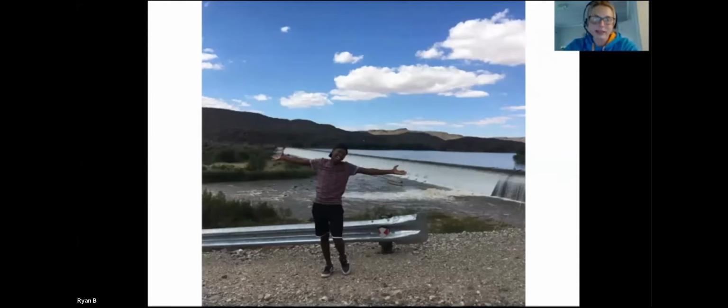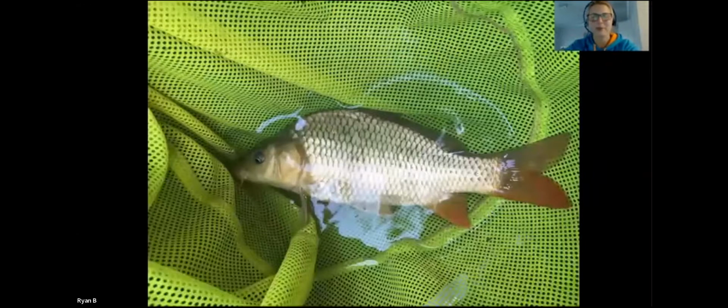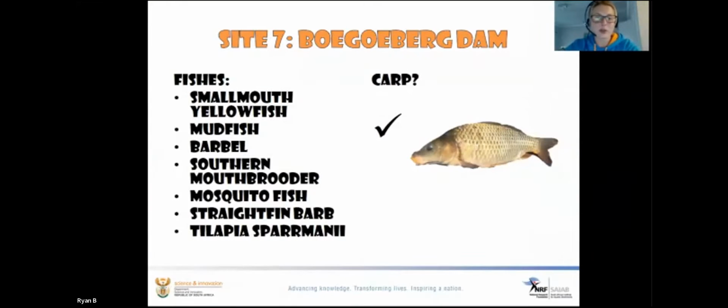Look at him. But I like this picture because it shows not only a happy Spa, but also the difference between the unnatural dammed environment and the natural riverine environment. But we caught carp within the dam. Here's one of our fishes. We also caught our first little barb, a straight fin.